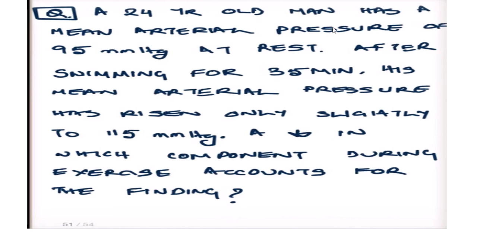A 24-year-old man has a mean arterial pressure of 95 millimeters of mercury at rest. After swimming for 35 minutes, his mean arterial pressure is raised only to 115 millimeters of mercury. A decrease in which component during the exercise accounts for this? It is the question.